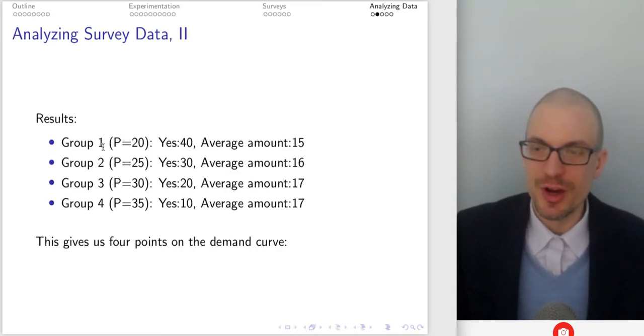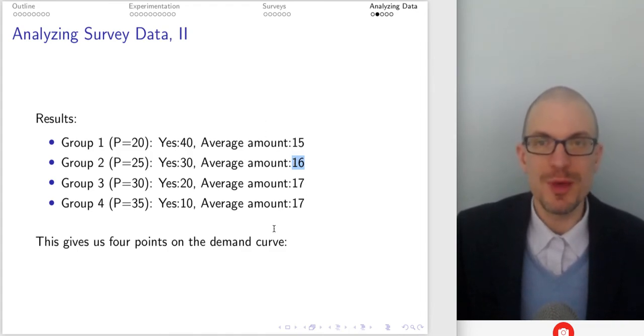Suppose our results are these. Group 1, who saw the price of 20, 40 people said yes with an average quantity of 15. Suppose group 2 saw 25, 30 people said yes with an average amount of 16, and so forth. We can estimate a demand curve, right?